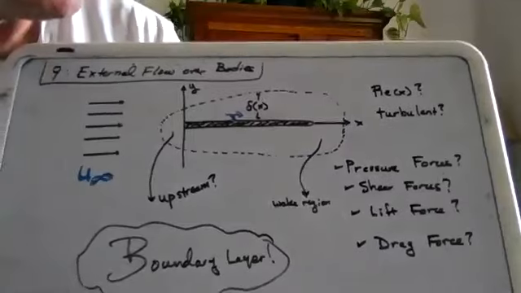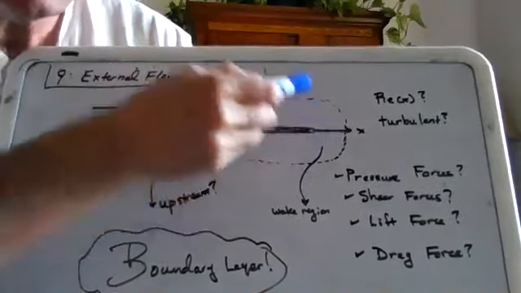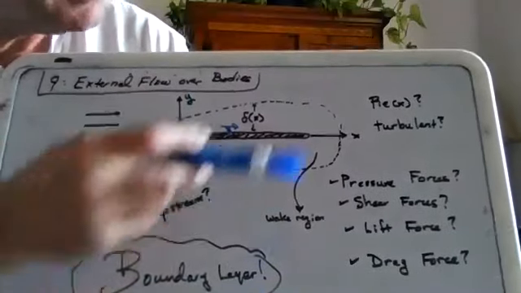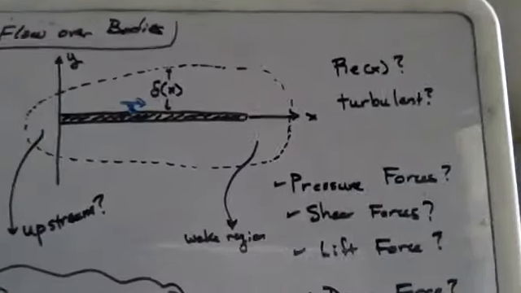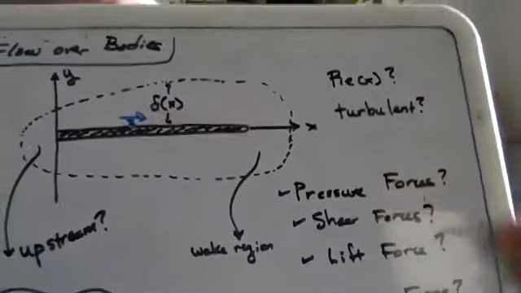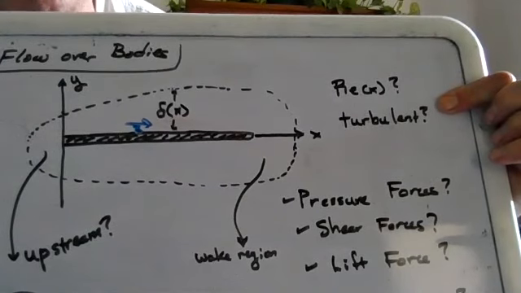All right, some other questions we want to ask as we're analyzing the flow in this boundary layer region. First of all, we're going to do a Reynolds number calculation. That's pretty standard for any sort of fluid. Secondly, we're going to ask whether the flow is turbulent or laminar, and that's an important question.